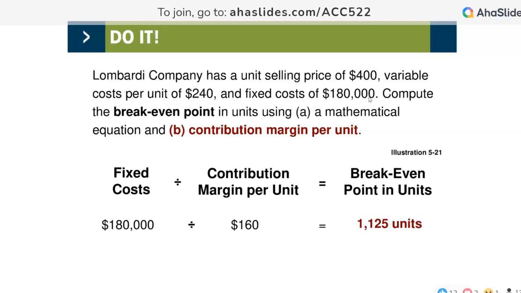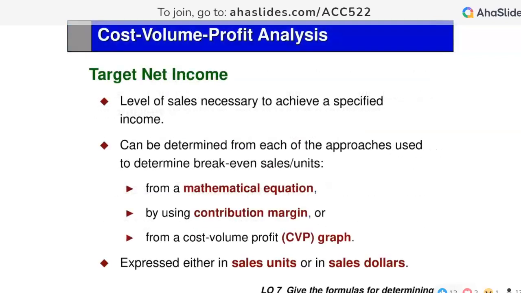If they wanted it in dollars, then I would take the 160 as a percentage of selling price and get the ratio and divide the ratio into fixed costs, and I would have it in dollars. All right, that's fine. That gives me zero profit. That's what break even is. But for management, we're adding value to the company.